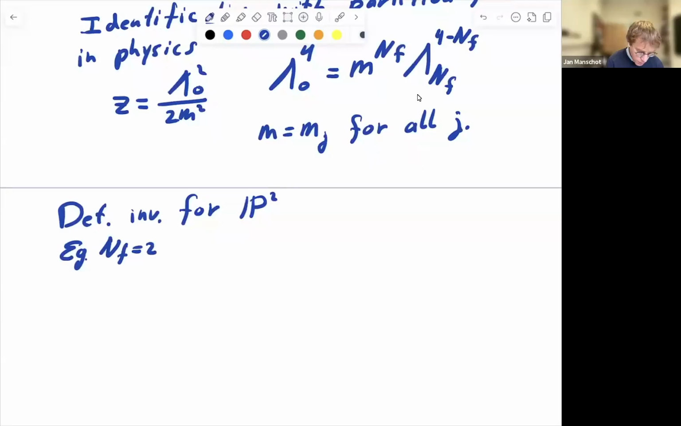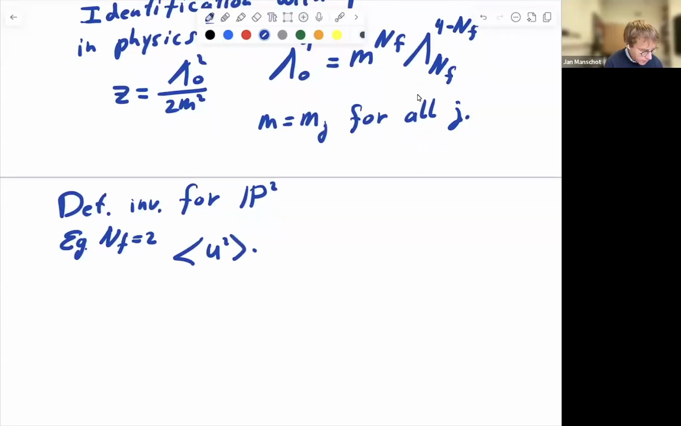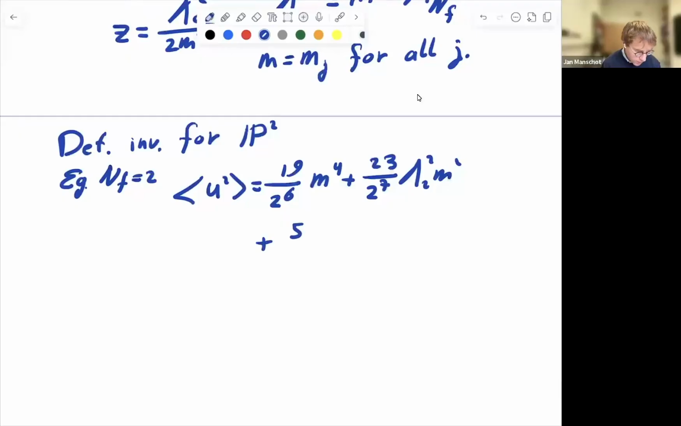Just to give you an example for an FS2 and the correlator U squared, we find an expression like this: 19 over 2 to the 6th, m to the 4, plus 23 over 2 to the 7, lambda 2 squared m squared, plus 53 over 2 to the 18, lambda 2 to the 4. So this nicely matches the predicted form of these numbers. If you take the mass to infinity, these terms will be suppressed, and the leading term corresponds with the NF0 result.